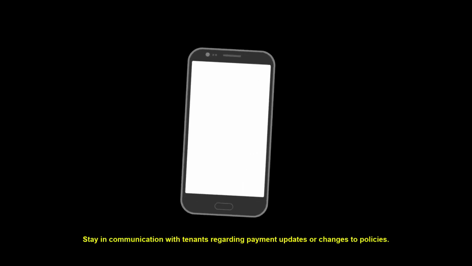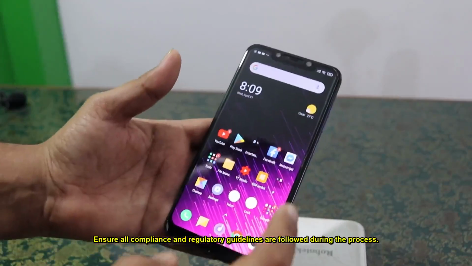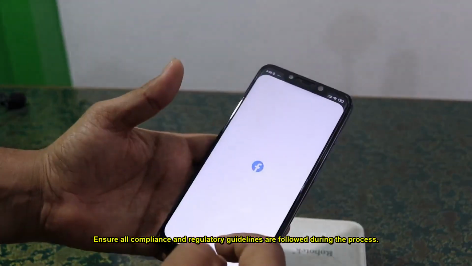Stay in communication with tenants regarding payment updates or changes to policies. Ensure all compliance and regulatory guidelines are followed during the process.